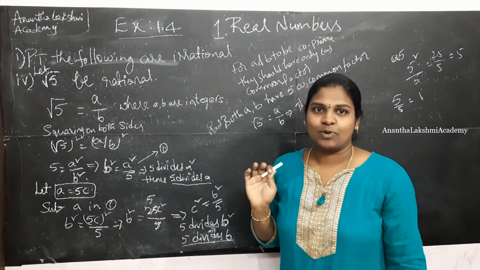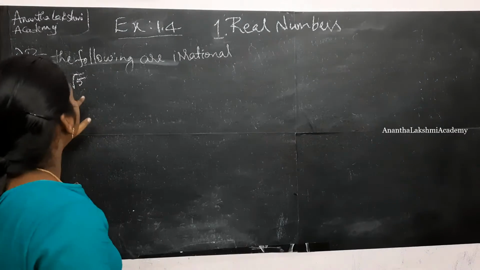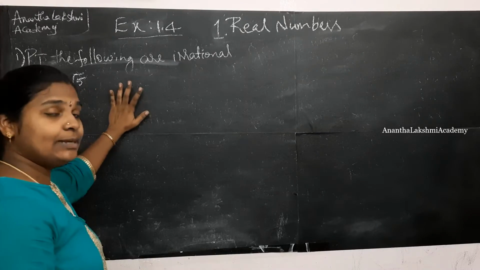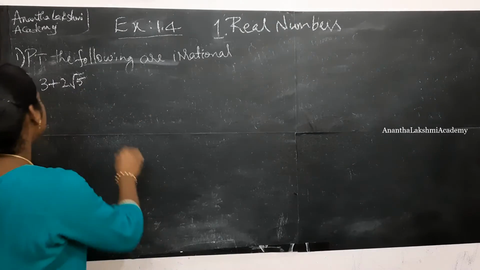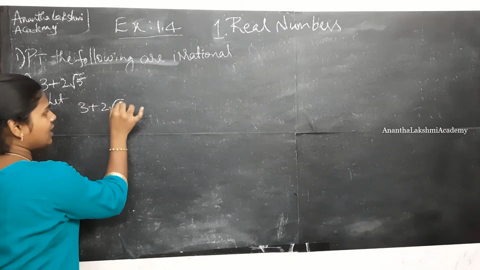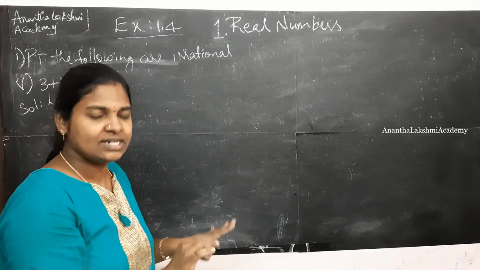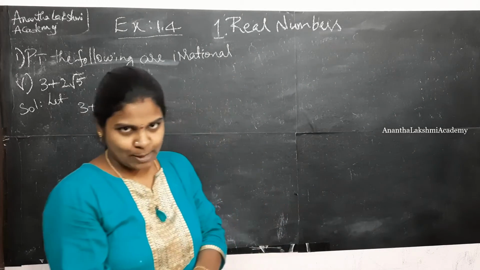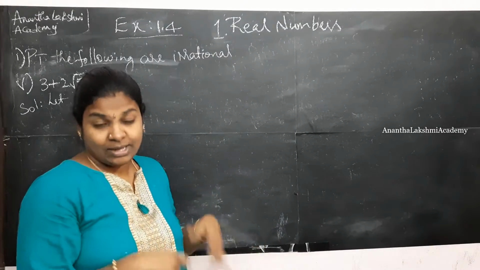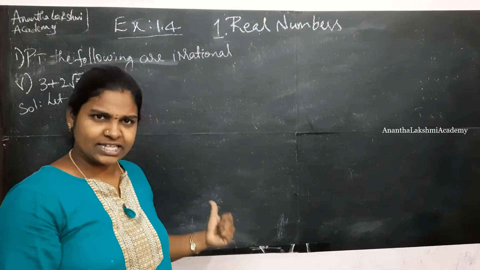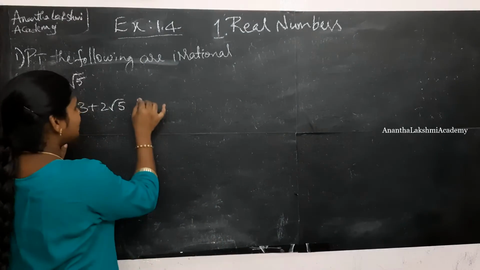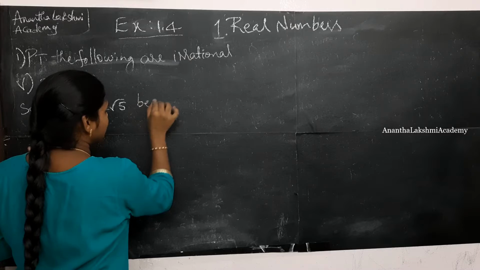Let's jump into the next problem. Yeah, so this is the fifth bit in the first problem. They are asking us to prove that 3 plus 2 root 5 is irrational. So the same way, we assume this to be rational first. For a number to be rational, it should be in the form of a by b. We will equate this to a by b, and then we try to prove that this is irrational. That is the technique for all the problems in this exercise. All right. So let 3 plus 2 root 5 be rational.